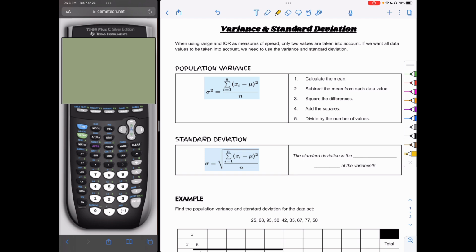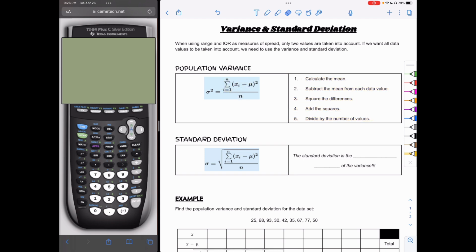So when we read this formula, we know that we first have to find the mean, and then we have to subtract the mean from each data value, and then we need to square the differences, and then we need to add the squares, which is where the sum part comes in, and then we need to divide by the number of values that we have here. So that is how we will find the variance.